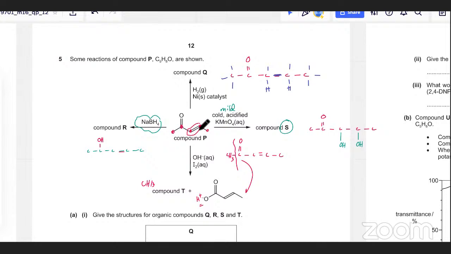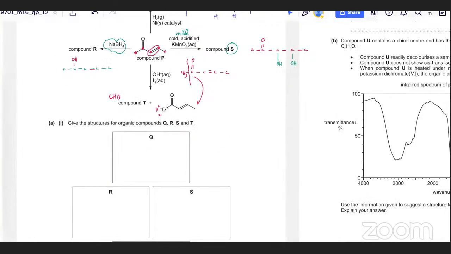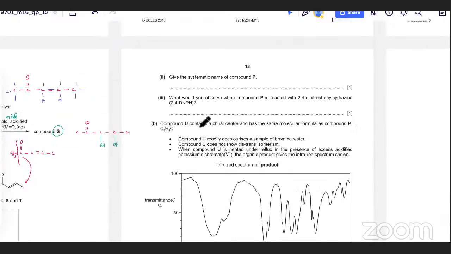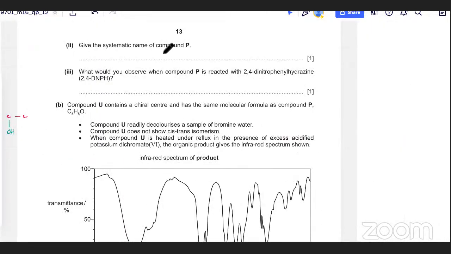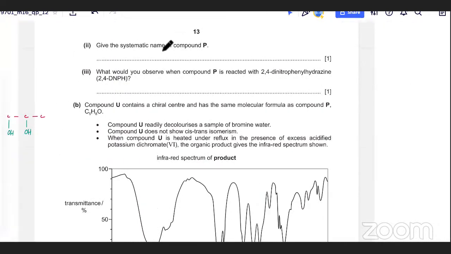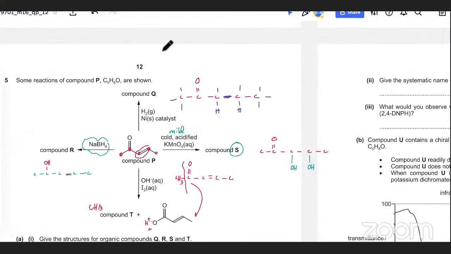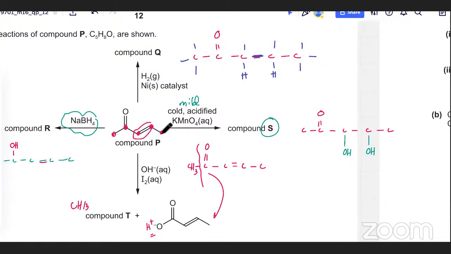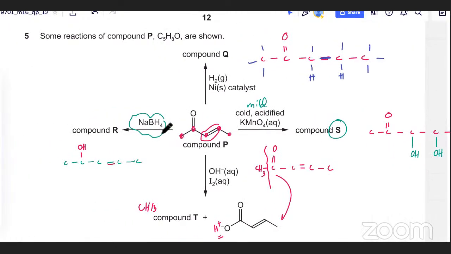I said the next part is a difficult question, I think, if I remember properly. It says give the systematic name of compound P. So let's have a look. What was P? I said this one. So can anyone name this? It's 5 carbon atoms. What would you call this? Pent, yeah, and 2. As a first thing, it's a ketone, right? So it's going to be pentanone, right?